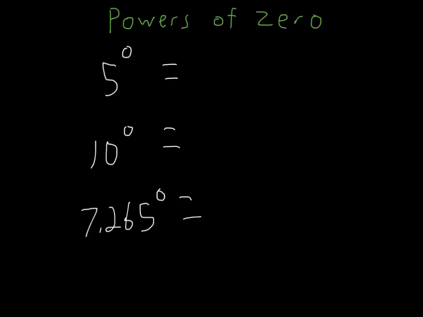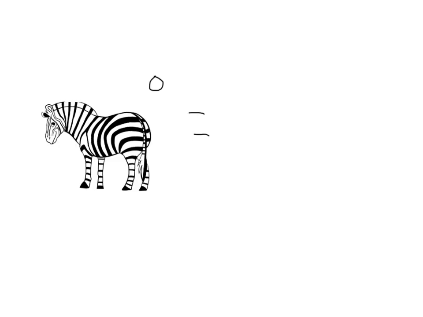The powers of zero is real simple. 5 to the 0th power is 1. 10 to the 0th power is 1. 7.265 to the 0th power is 1. Anything to the 0th power is 1. Anything, you're asking? Yes, even a zebra to the 0th power is 1.